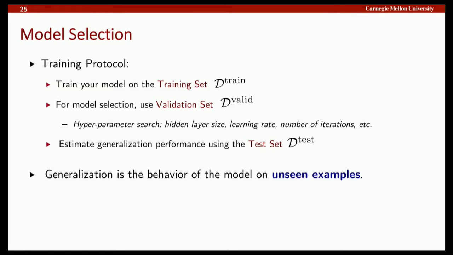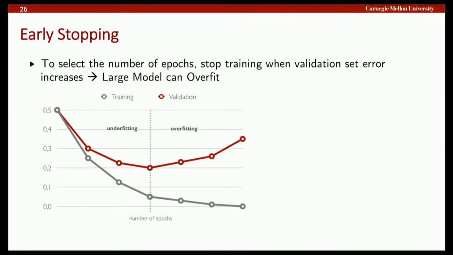And generalization is really the ability, or the behavior, of the model on unseen examples. We want to be able to do well. We want to be able to classify new images, and we want to be able to classify new speech signals and whatnot. And so the other thing that's commonly used in practice to avoid overfitting is early stopping.